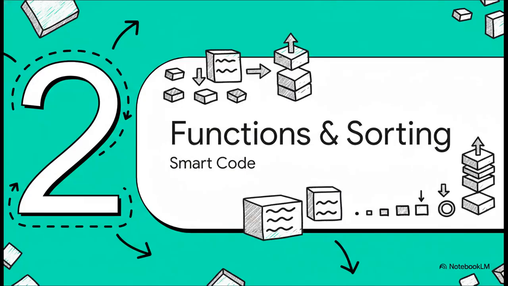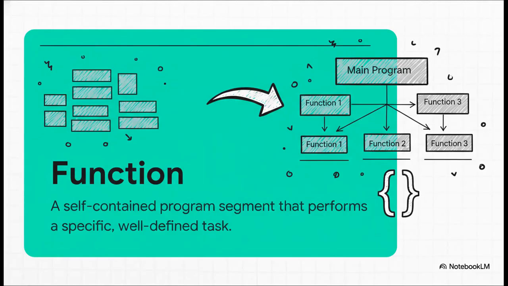Okay, so we've got our data stored away nicely in arrays. That's great. But raw data sitting there isn't all that useful. We need to start organizing our code so we can actually do things with it. And we need to organize the data itself, maybe by, say, sorting it. This is where functions come into play. A function is really just a chunk of code that you give a name to. Why? So you can use it over and over again without having to rewrite it every single time. It keeps your main program looking clean and organized.